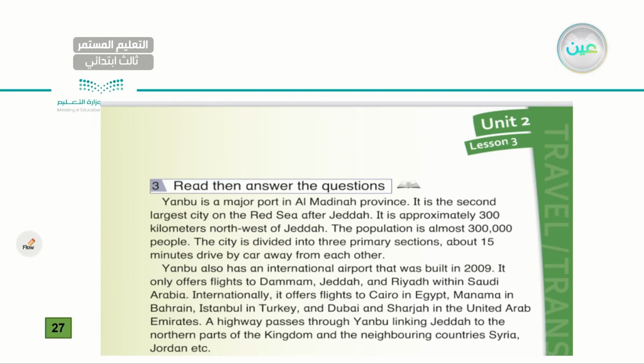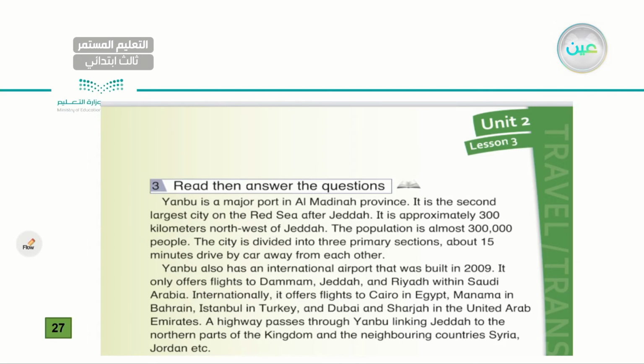Yanbu is a major port in Al-Madinah province. It's the second largest city on the Red Sea after Jeddah. It is approximately 300 kilometers northwest of Jeddah. The population is almost 300,000 people. The city is divided into 3 primary sections, about 15 minutes drive by car away from each other. So we're done with the first paragraph. Let's move to the second one.